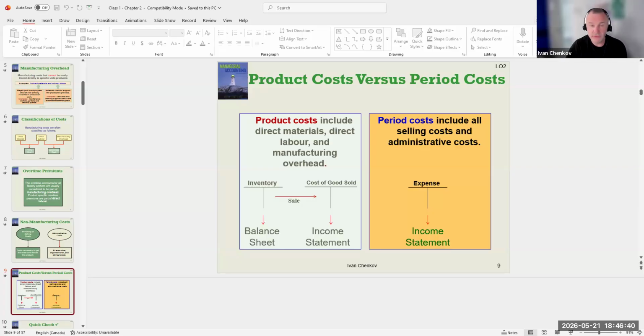Why do we need the cost of goods sold? Because we want to calculate the gross margin that we're receiving from the single product that we're selling. As long as we have that product in our inventory, it's going to stay on the balance sheet. Once the product is sold, it becomes part of the cost of goods sold on the income statement. So that's how we're going to differentiate the costs, based on which financial statements they belong to. There will be product cost and there will be period cost.